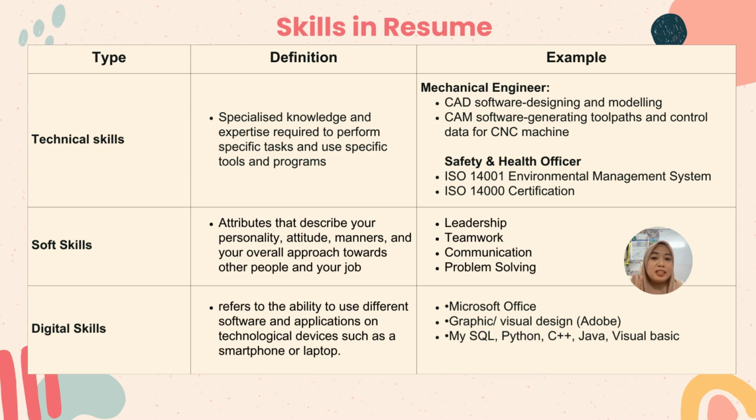Now the second skill is soft skill. Soft skill basically is a much more generic skill that attributes to who you are as a person. So when describing yourself, you want to say that you are somebody who has good leadership skills or someone with good teamwork skills. So those are what we consider as soft skills.